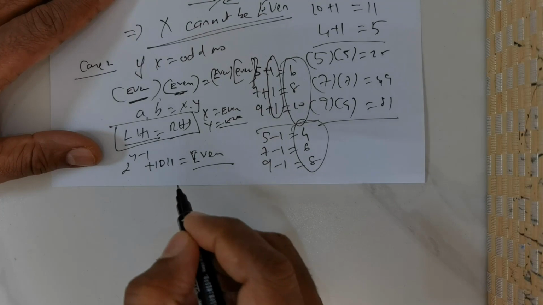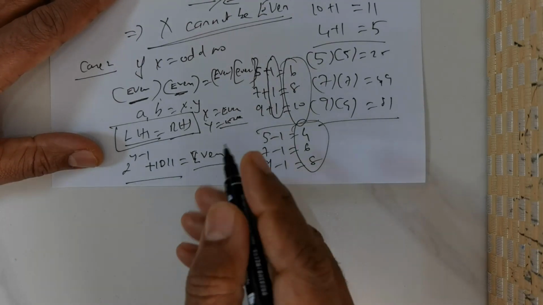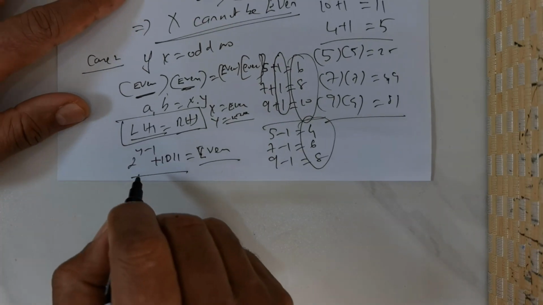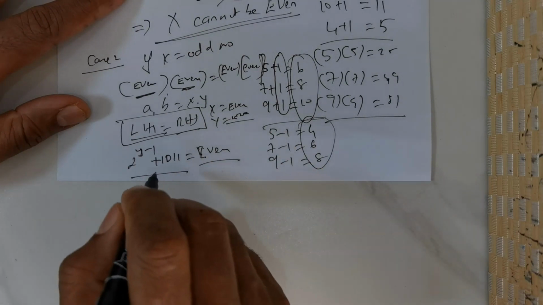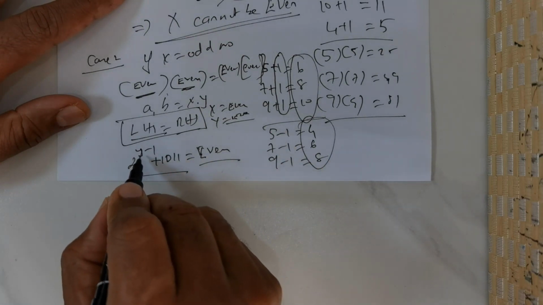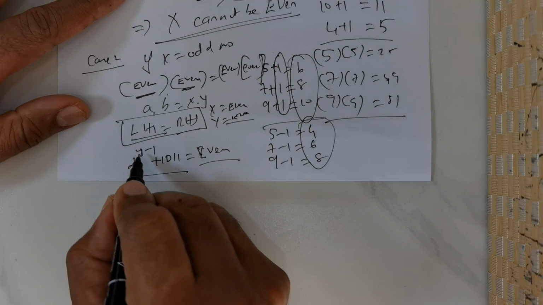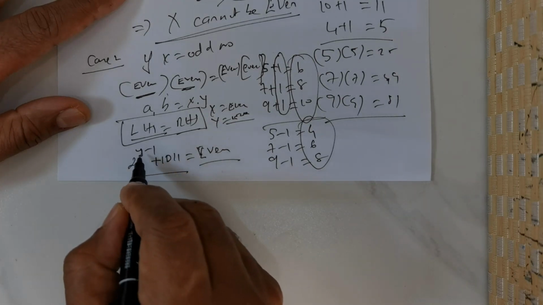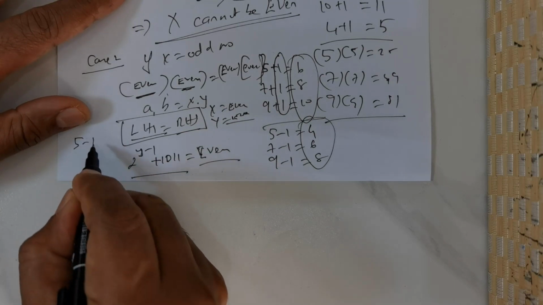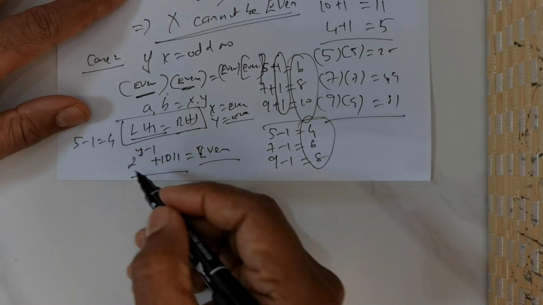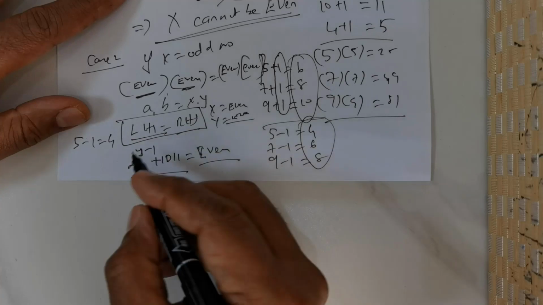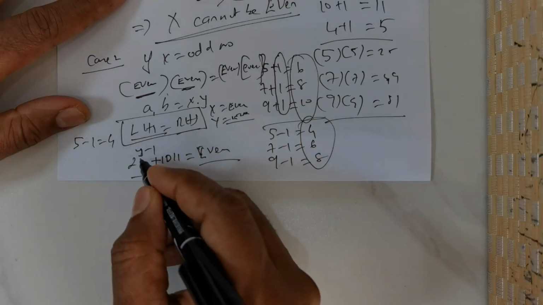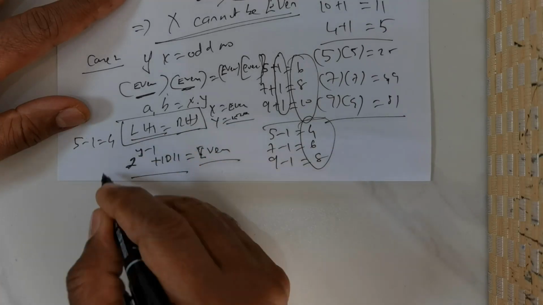Now when exactly can this be even? Can you tell me? As I mentioned to you, if y is odd and you take away 1 from an odd number, this is going to give me an even number, say 5 minus 1 gives 4. So 2 raised to the power of an even number, with 2 as the base, is going to be even.